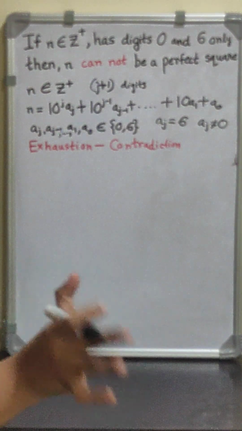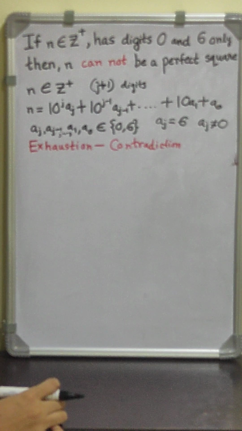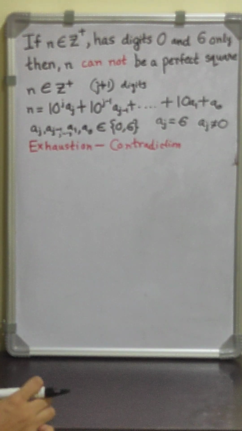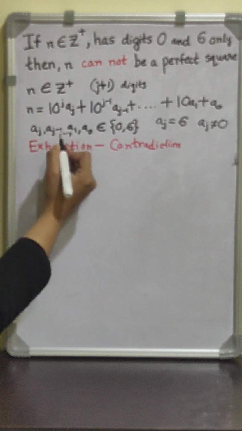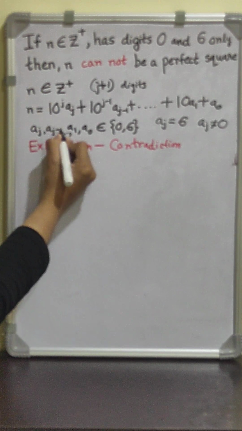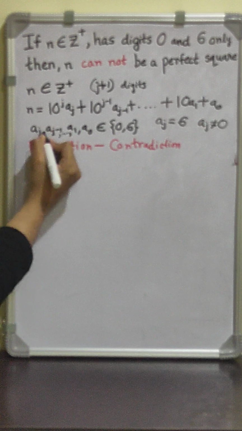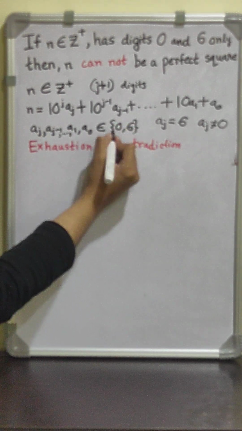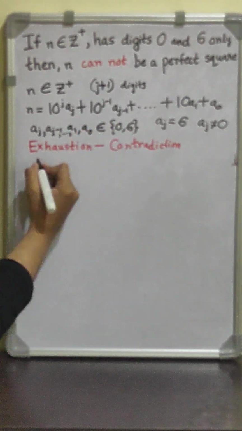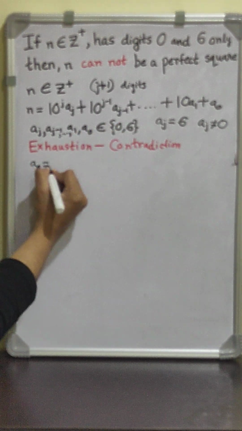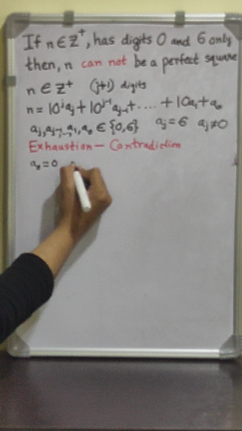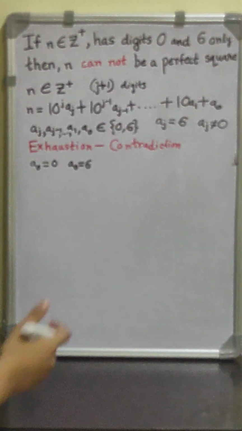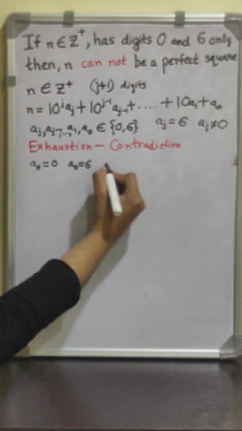We already know a lot of properties of perfect squares from other videos, and that was the whole background to get here. One of the properties that can be utilized here: if we look at these options, 0 and 6, one thing I know for sure is that a_0 can either be 0 or 6. It cannot be anything else because that's directly from the problem.